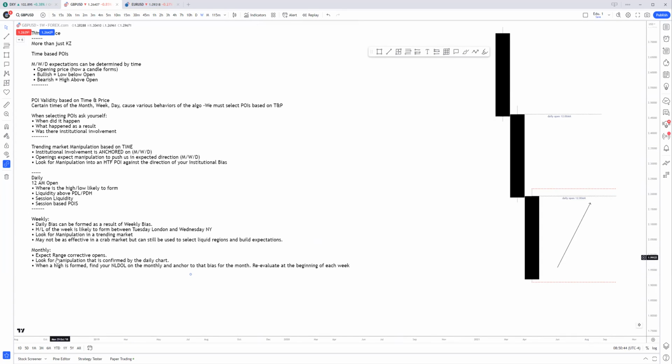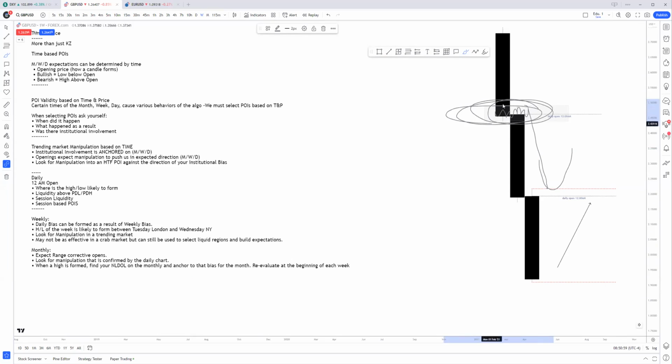Monthly. Expect range corrective open. So we just talked about that, right? So this would be an open. We're expecting a range in here because remember, this is a monthly price. This can last for days. It could potentially last for a whole week or even more before we get expansion in price.